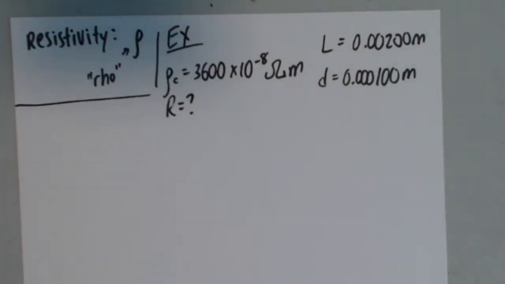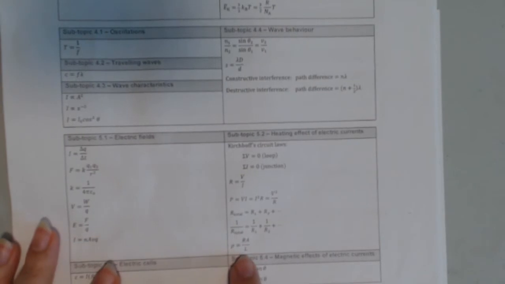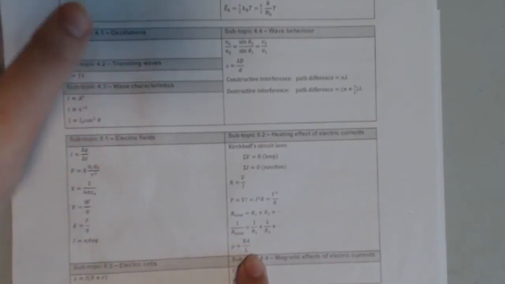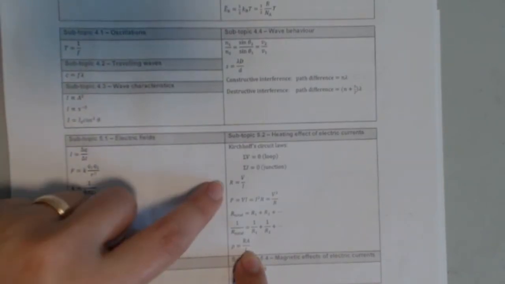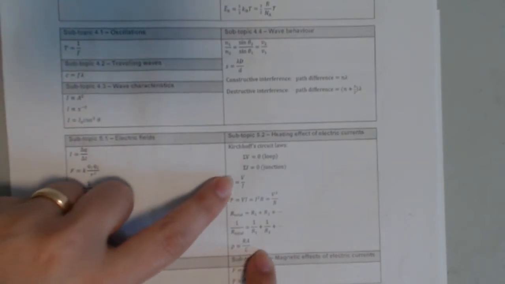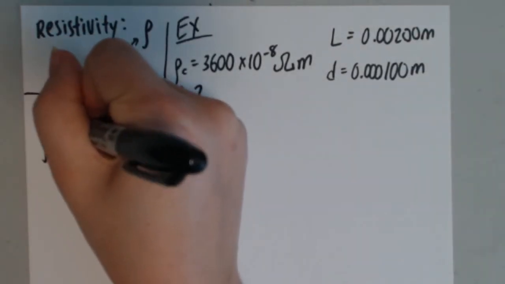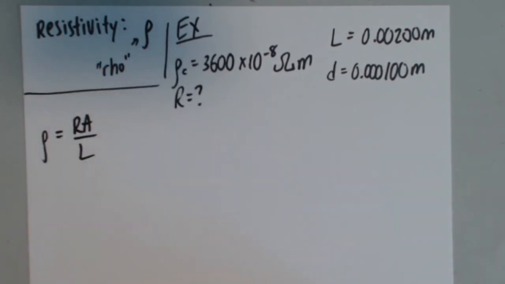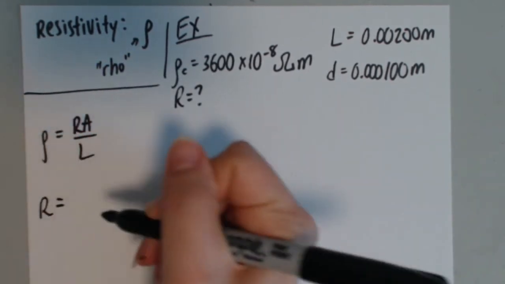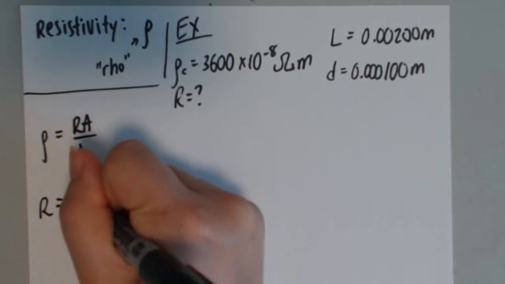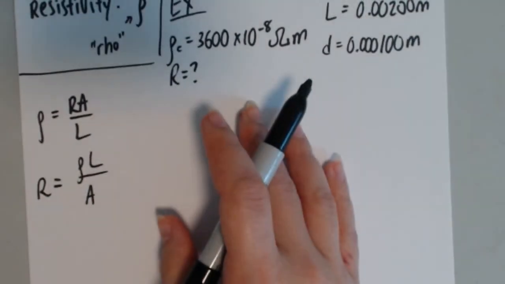Now, we actually haven't flipped back to our formula booklet in a while, but taking a look at this, there's the formula at the bottom here of box 5.2. Rho equals RA over L. So if you ever forget, there it is. And up here is R equals V over I. So we've already covered 2 of the formulas so far. So rho equals RA over L. Since we're looking for resistance, we're going to rearrange this formula for R. So that's rho L over A. In fact, you might just remember this one first, since that's how we derived it.